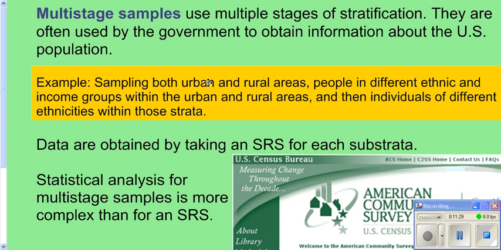So you could divide your areas into rural and urban. And then within each one of those, you could look at the ethnic groups in the rurals and the urbans. And then you could choose a simple random sample from each one of those ethnic groups within each one of the rural or urban areas. So if you're repeatedly breaking it into smaller and smaller subgroups, you're dealing with a multi-stage stratification.